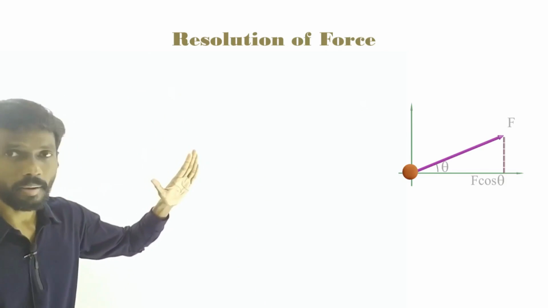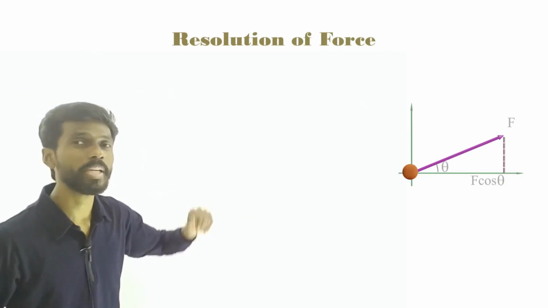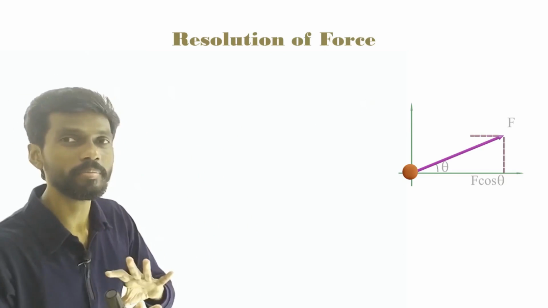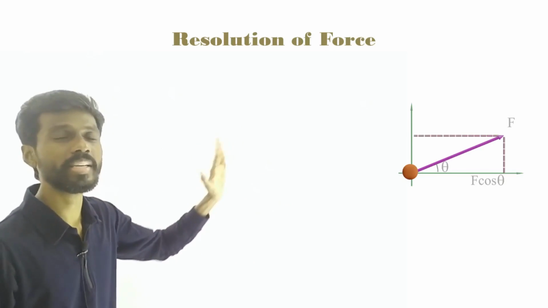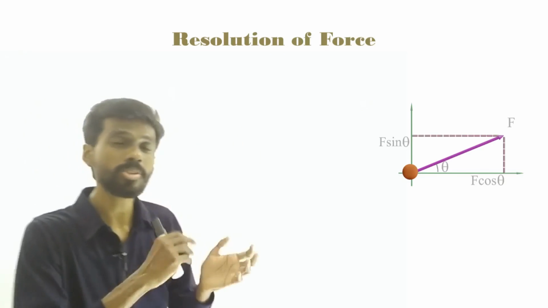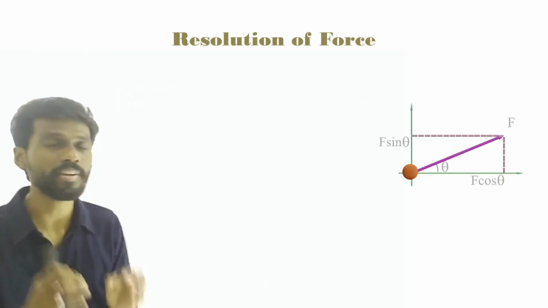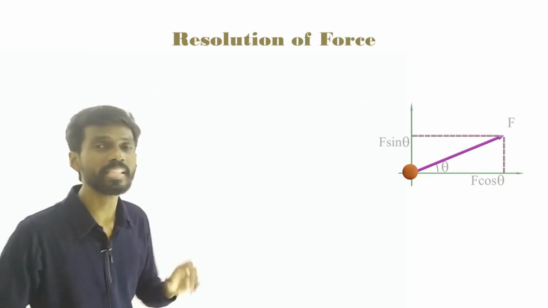This line makes angle theta with the horizontal. That means what is the angle made by this line with the vertical? That is 90 minus theta. You understand? This angle is theta, so this angle is 90 minus theta. So that means F cos (90 minus theta), or we can say F sin theta. So the horizontal projection is F cos theta and the vertical projection is F sin theta.